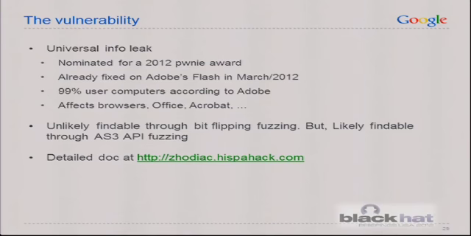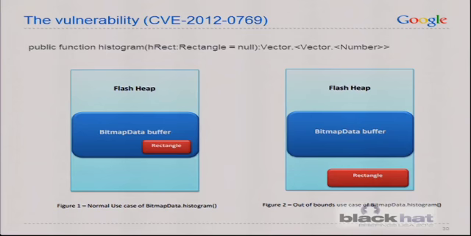Yeah, it's unlikely to be found by bit flipping fuzzing. It's more like API fuzzing. And there's a detailed doc on my website. So the vulnerability here is that we have a BitmapData class. Basically, it's a buffer, and it exposes some APIs to perform operations on this buffer. The vulnerability is in the histogram function. Basically, you supply a rectangle, and it will give you back the histogram of that BitmapData buffer constrained by that rectangle. The vulnerability is that they were not checking if the rectangle was inside or outside the buffer. So you could read relative to that buffer.